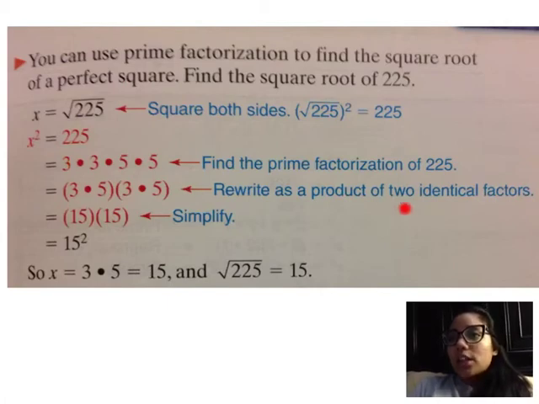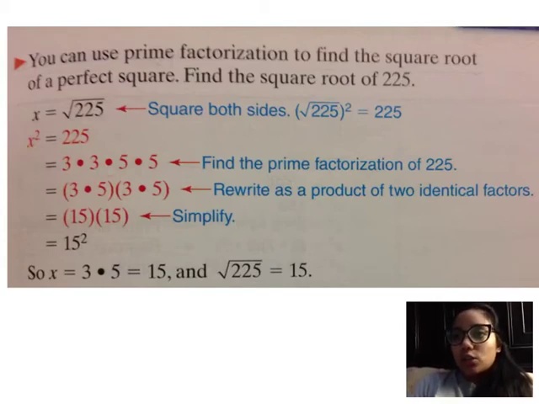And then rewrite as a product of two identical factors. So 3 times 5 and 3 times 5. So those are two identical factors. And then simplify: 15 times 15, 15 squared. So x equals 3 times 5, which is 15. The square root of 225 equals 15. So that could have been complete gibberish to you. It could have made complete sense to you, or you could have just followed it, and that would have made sense to you. Now I'm going to do an example.